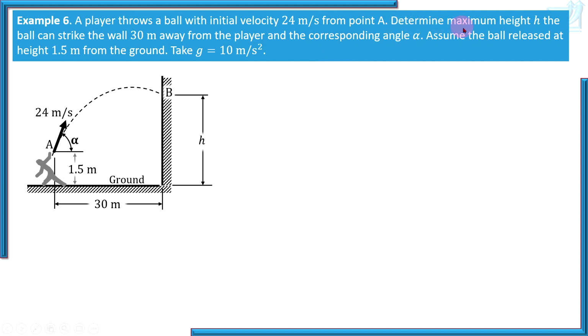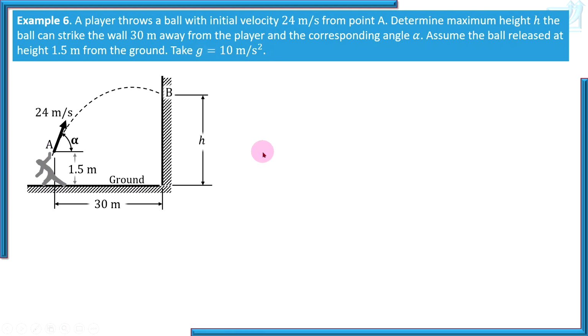Listen, this is a very important statement. Determine maximum height h the ball can strike the wall 30 meters away from the player, and the corresponding angle alpha. So this maximum height h corresponds to a certain angle alpha. So at a certain angle alpha, this ball reaches maximum height. Remember this. What is that angle alpha? That you are also asked to find out. Assume the ball is released at height 1.5 meter from the ground. So 1.5 meter above the ground the ball is thrown.